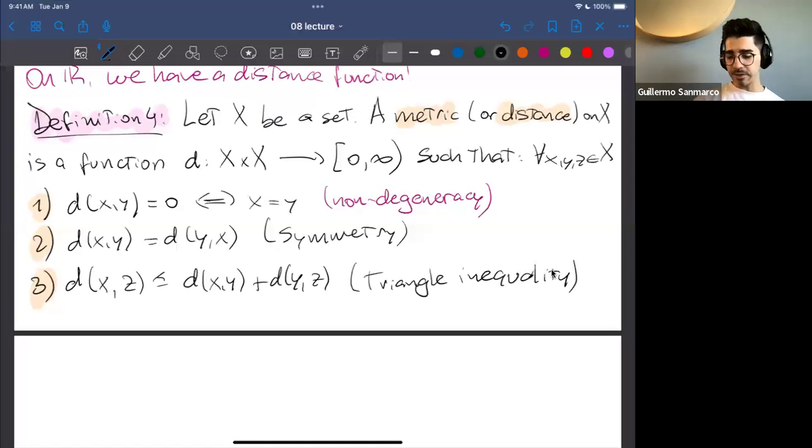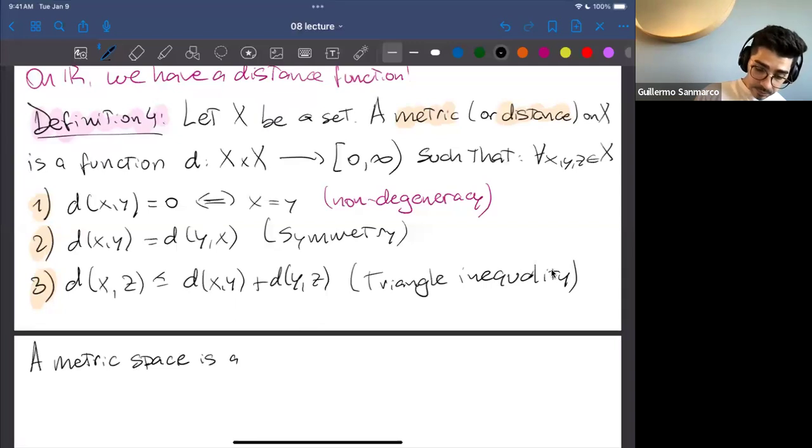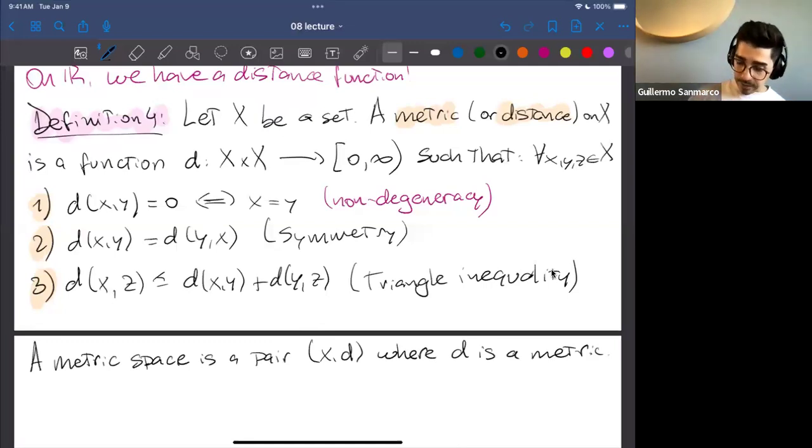So this section is called metric spaces. I'm just defining what a metric is, but of course, a metric space is now just a set with a metric. So it's a pair. This is still part of our definition: X comma d, where d is a metric, or distance, on X.